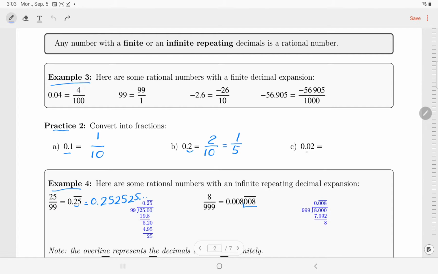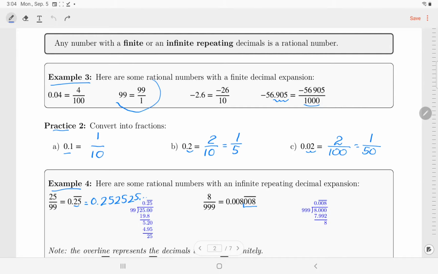What about this one? We have 2 decimal places. In this case, this is over 100. So it's 2 over 100. And we can simplify it to 1 over 50. We divide both numerator and denominator by 2. In the example above, we have 3 decimal places. That means this is over 1000.